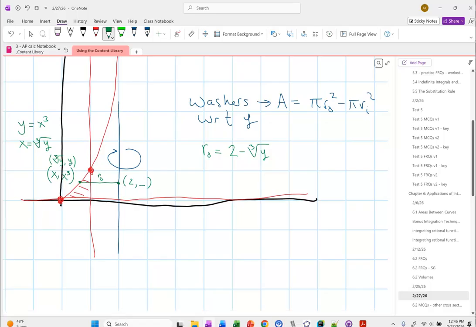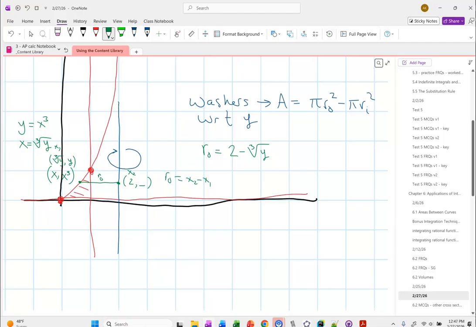Where does the 2 minus cube root y come from? So this R outer is going to be like x2 minus x1, right? Because you're looking for the length of that segment. Since it's a horizontal line, I just need to subtract the x coordinates. Yeah, I thought it was at 1. Okay.